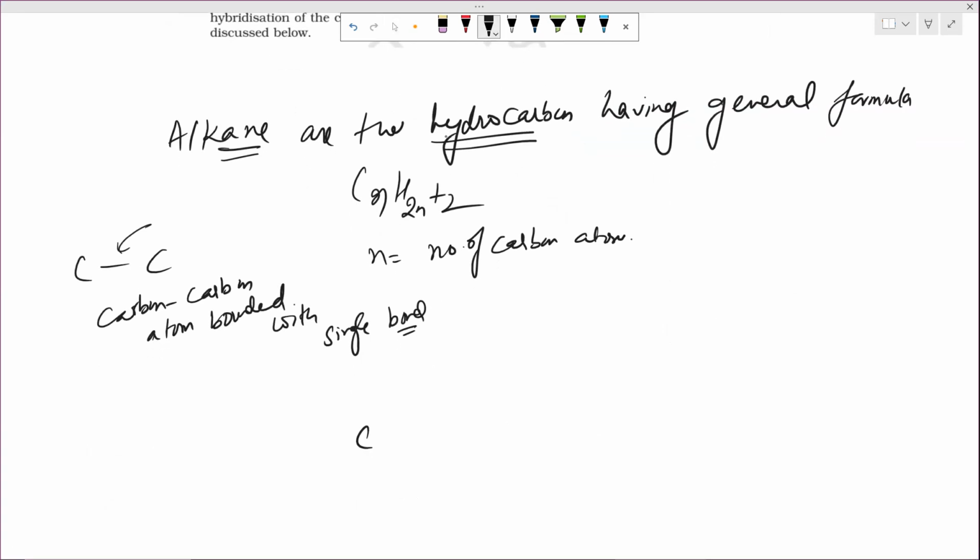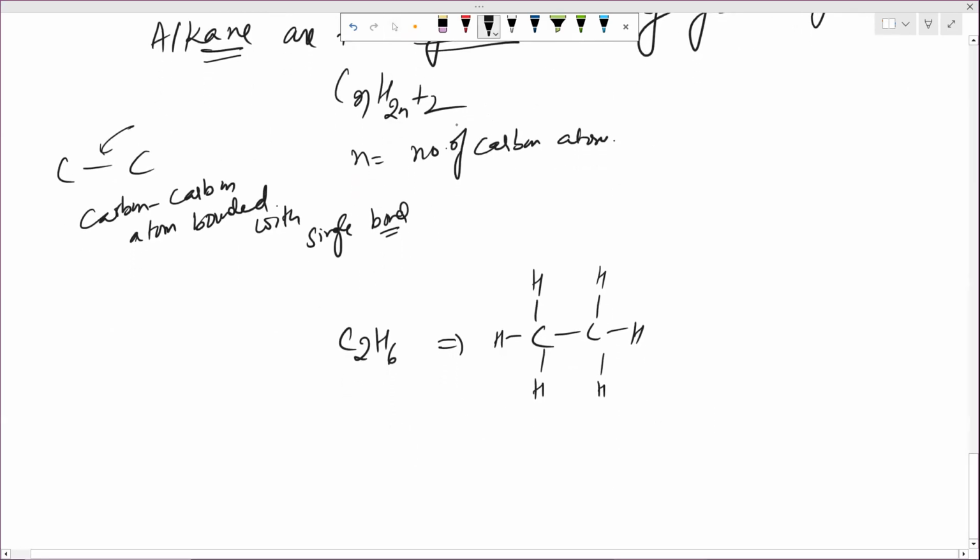Now, what is a haloalkane? For example, if I'm having C2H6, the structure of this one will be two carbons bonded together like this way, and one hydrogen here, one hydrogen here, and so on, six hydrogens in total. So this is an alkane. You understood? Because carbon is bonded with single bond, that's why it is an alkane. And the formula is C2H6, two carbons and six hydrogens.